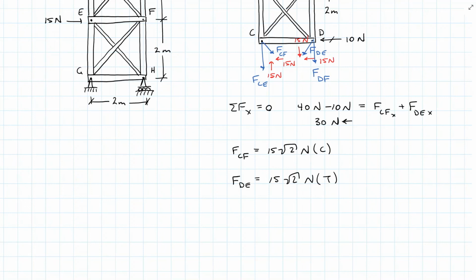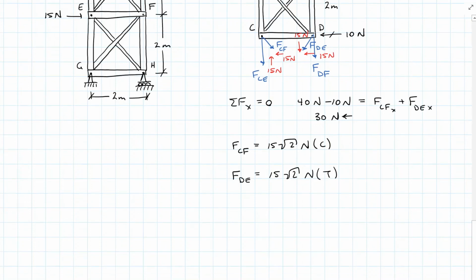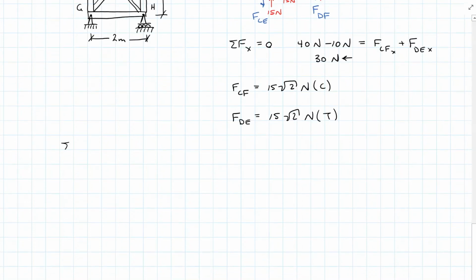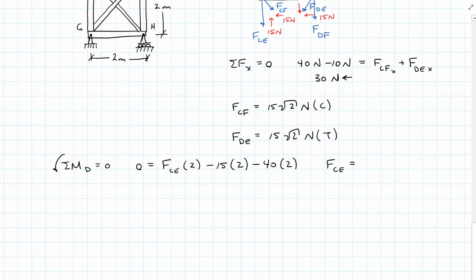The last one that I wanted was force CE, and I'm going to solve that by summing moments about D. Summing moments about D, I have force CE, the Y component of force CF, and then my horizontal load up at A of 40. And I find that force CE is equal to a positive 55 newtons, which means in tension, because I assumed CE in tension and got a positive answer. There it is.